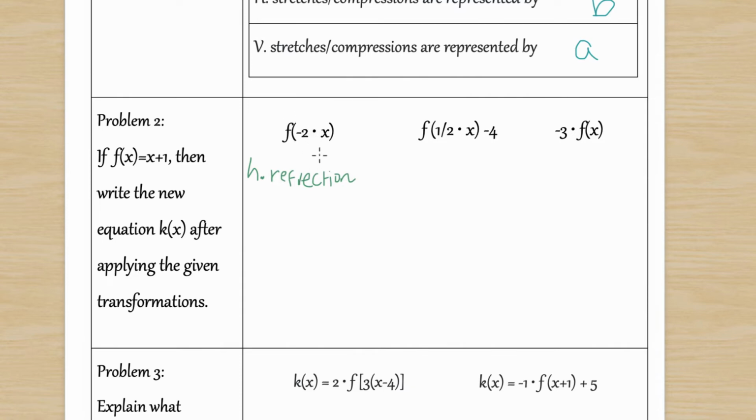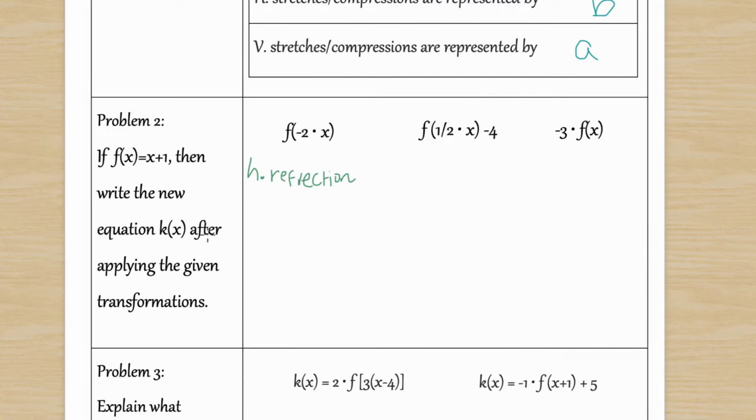So what the 2 multiplied by the x tells us is that this is a horizontal stretch or a horizontal compression. You may be thinking that this is a horizontal stretch, but that's actually not the case. This is in fact a horizontal compression. And the horizontal compression is not by a factor of 2, it is by a factor of 1/2.